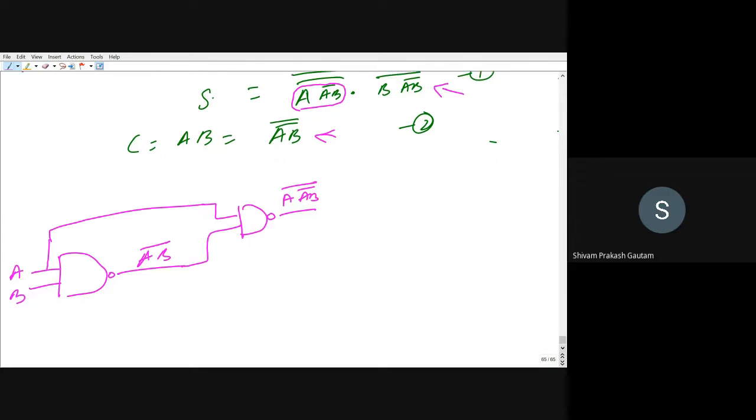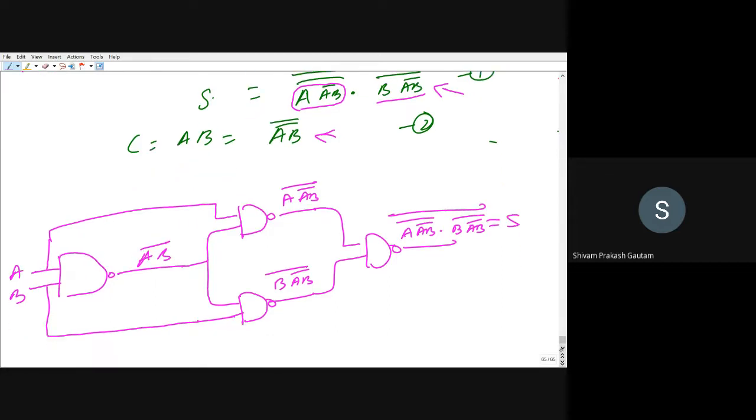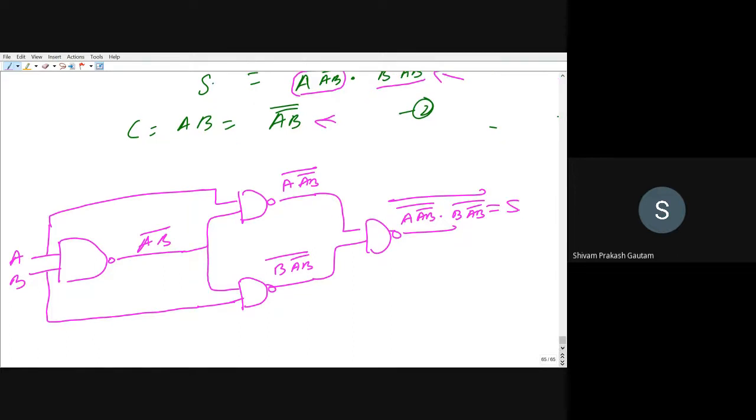Now we want [B (AB)bar]bar. B will be taken from here, and again (AB)bar will be flowing from here. So this will be [B (AB)bar]bar, right? We have to multiply both and complement it. Multiplying both means an AND gate will be required again, and complement it. So finally it will be {[A (AB)bar]bar dot [B (AB)bar]bar}bar. This is sum.